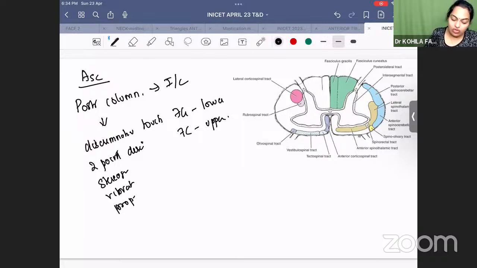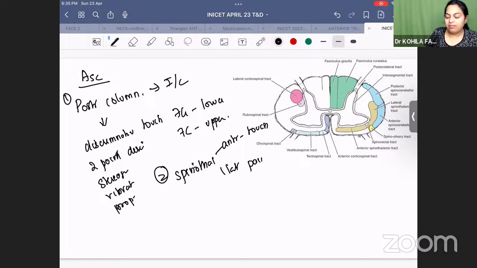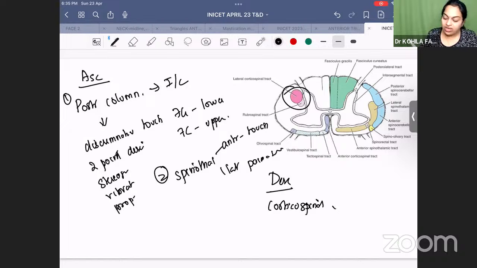Another ascending tract that you should definitely know will be the spinothalamic, as we saw now. What are the two spinothalamic tracts? Anterior will carry touch, lateral will carry pain and temperature. Of the descending tracts, the one that's very important is going to be the corticospinal tract, right? The pyramids. The spinothalamic tract, both are carrying fibers from the opposite side, so they'll be contralateral.